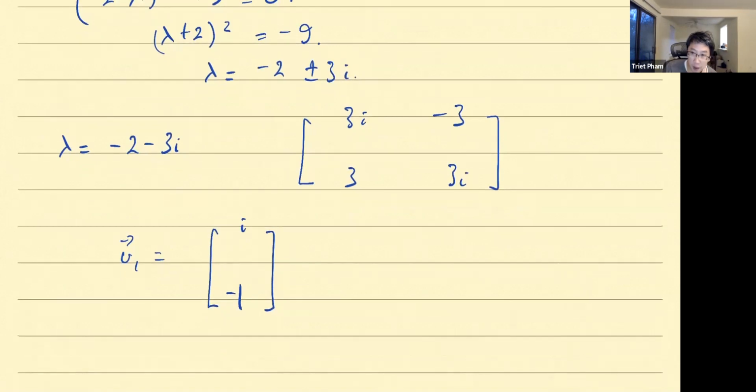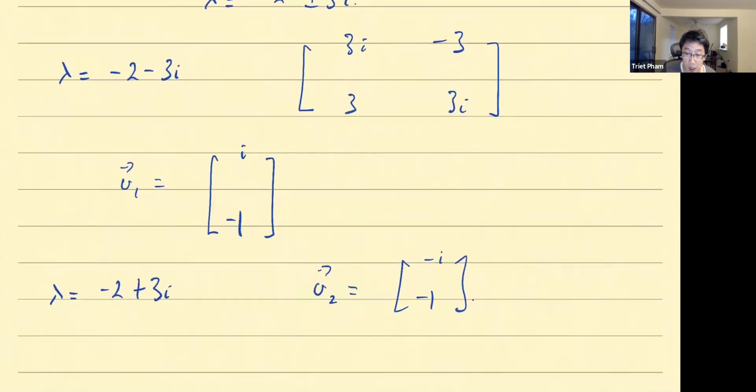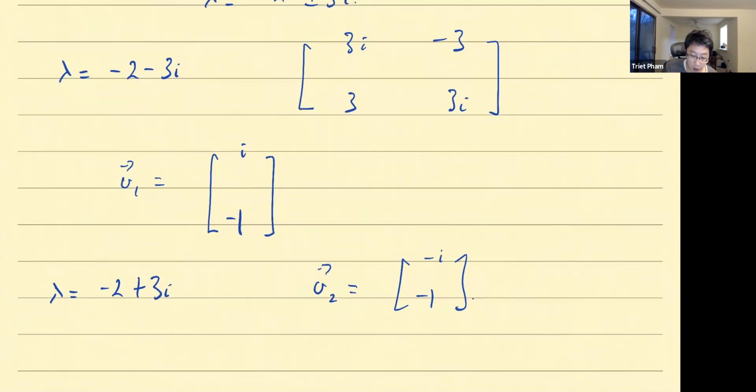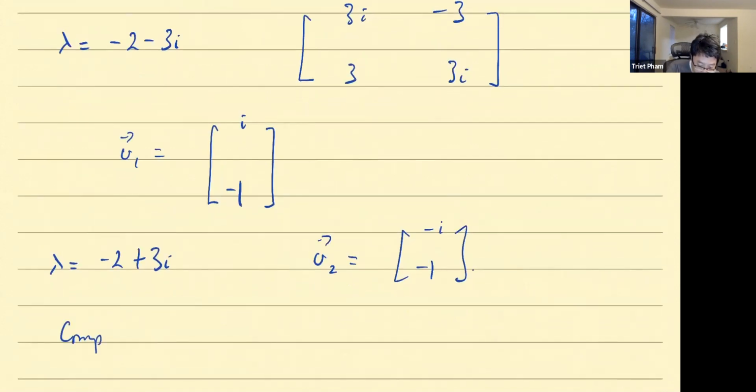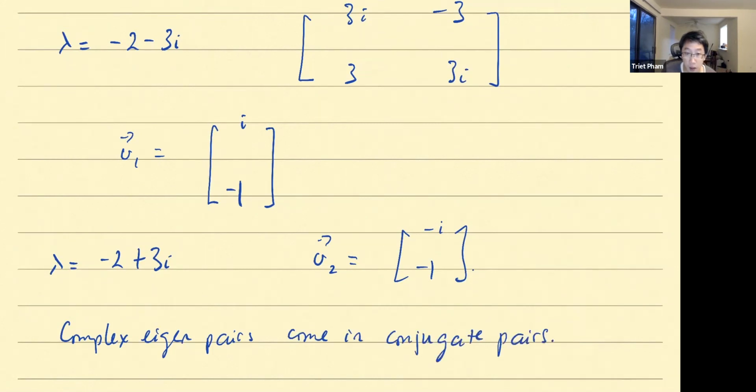So let me tell you, there's a trick. I immediately know for this one that v2 will be minus i, 1. I'll tell you minus i, minus 1. I'll tell you why. It's because there's the observation that complex eigenpairs come in conjugate pairs. So first, let me demonstrate to you that this is right, and I'll explain what I mean by this.